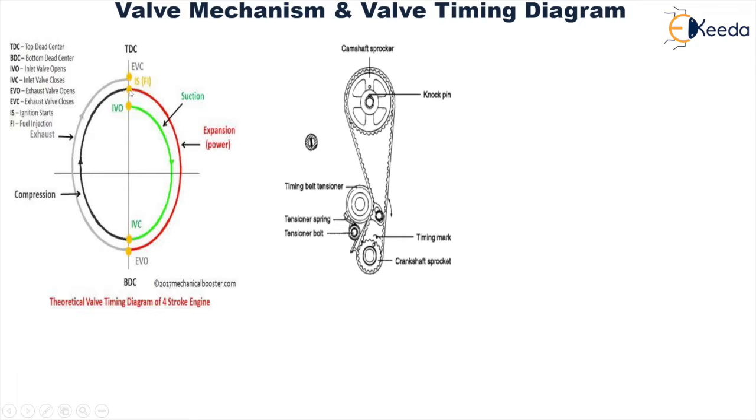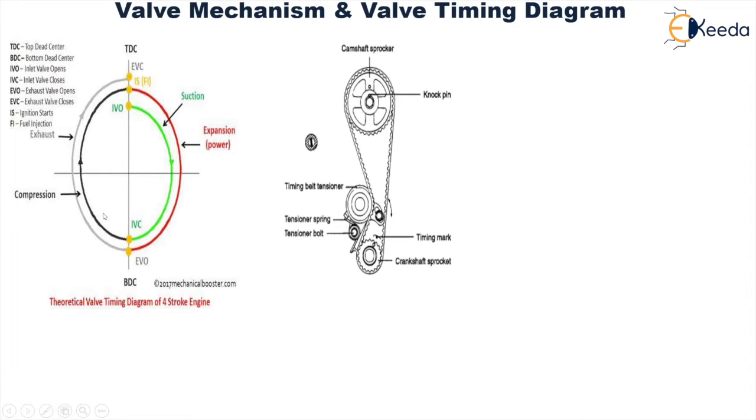Then after compression, we have expansion. Again, it goes from this point to this point. So again, 180. So how much is this? 360 plus 180 is 540 degrees. Then finally is the exhaust stroke. This again goes for 180 degrees of crankshaft revolution. So in totality, this is happening for 2 revolutions of the crankshaft, by which we can say that this is for a 4-stroke SI engine.